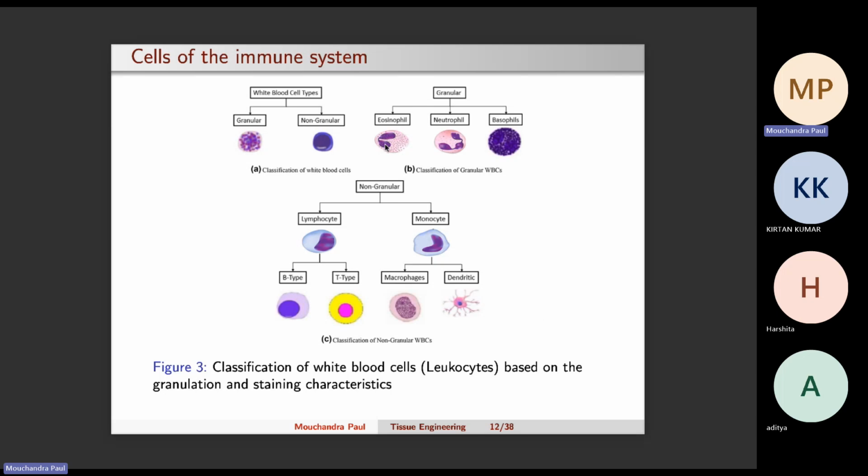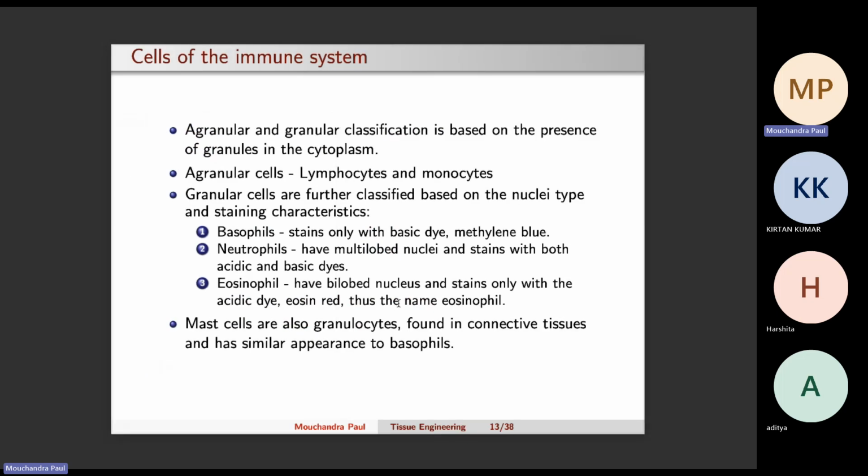In this figure, you can see there are two lobes in its nucleus. That is why it is bilobed. And since it stains with only an acidic dye, and the name of that dye is eosin red, its name is eosinophil. So you can see how these three granular cell types are named depending on their staining characteristics, meaning how they stain.